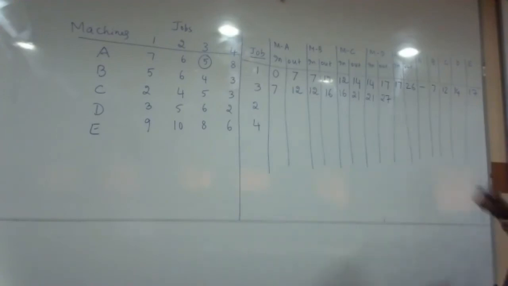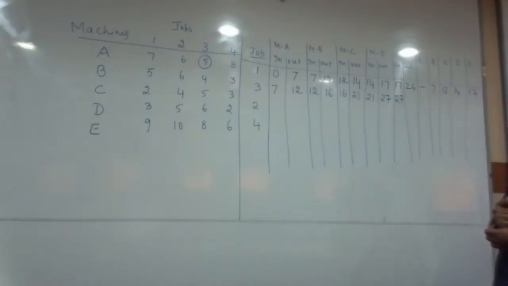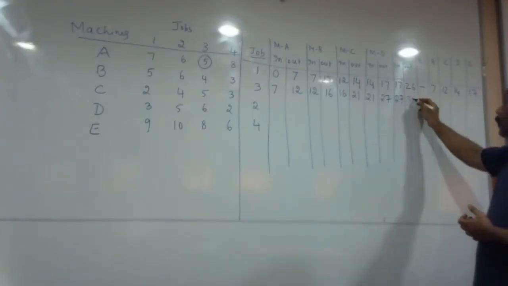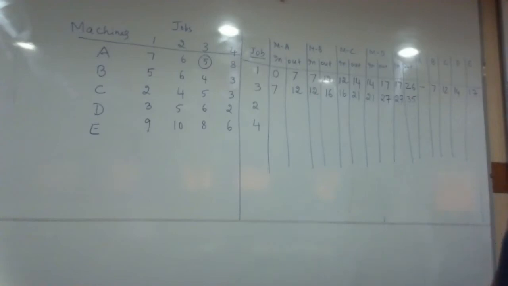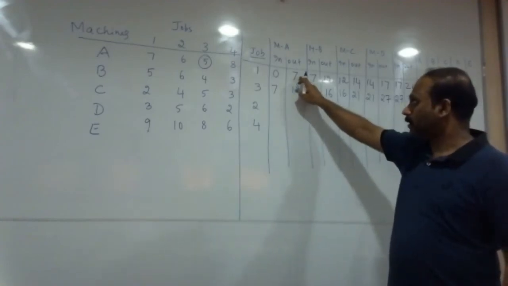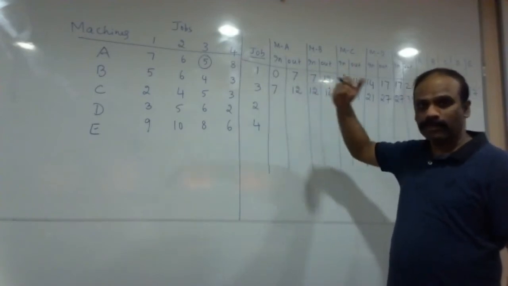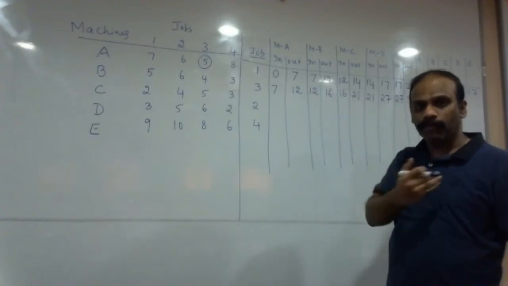27. Okay. And what time does it end here? 35. Okay. Now can you please tell me the idle time? I think I've told you a very simple technique. The last job completed and the next job starting, the difference is called idle time. This is something which we follow from the second step onwards.